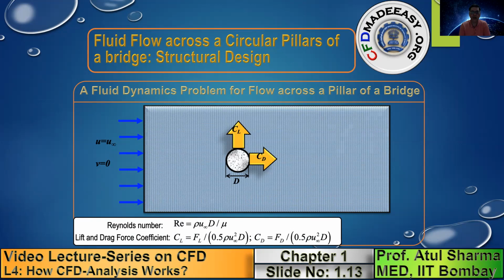So let us take a problem corresponding to flow across a circular cylinder, where CL corresponds to the non-dimensional representation of the lift force, called the lift coefficient, and CD corresponds to the non-dimensional representation of the drag force, called the drag coefficient. So this is like a circular pillar of the bridge of diameter D, and this is a non-dimensional representation for the governing parameter called the Reynolds number, and these are the lift coefficient and the drag coefficient.